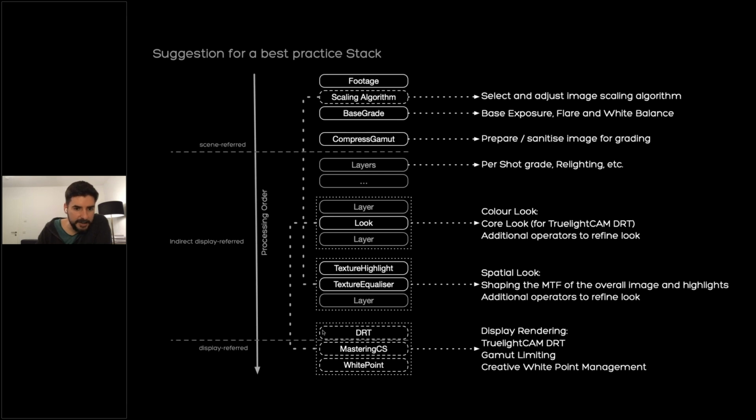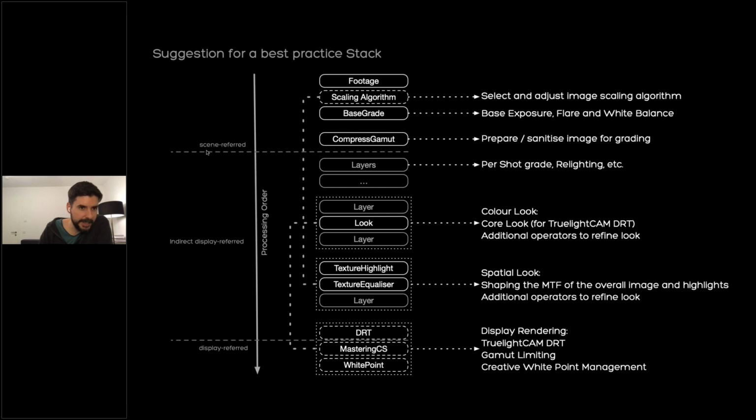Then after the display rendering transform, we're clearly in the display referred world. So the color values have a direct relationship to light energy coming from a display. And in between these two, we have a state where there's no clear wording yet, and I called it here indirect display referred. So technically we are still very close to scene referred.